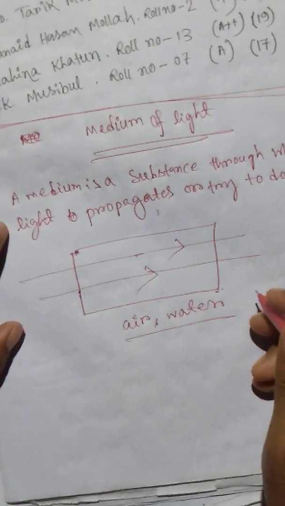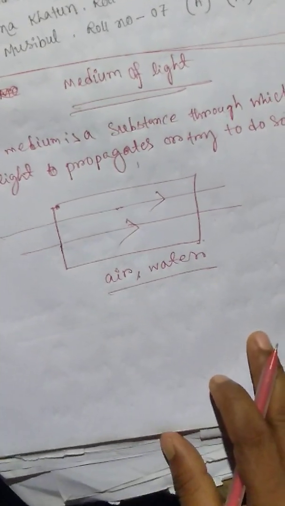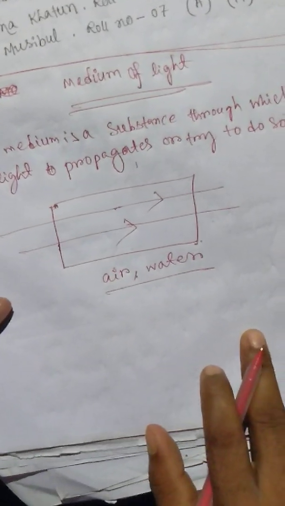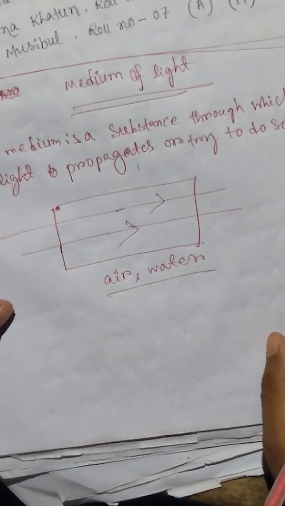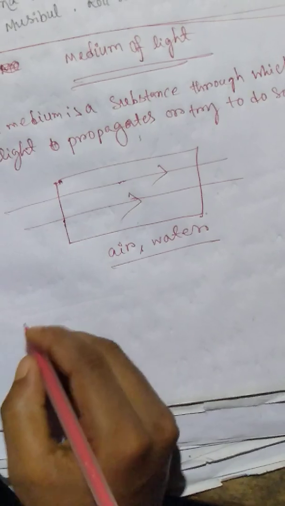Now we're going to a brief discussion of medium. There are three types of medium.